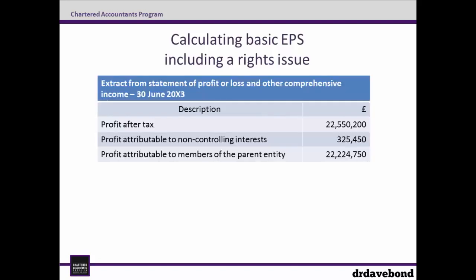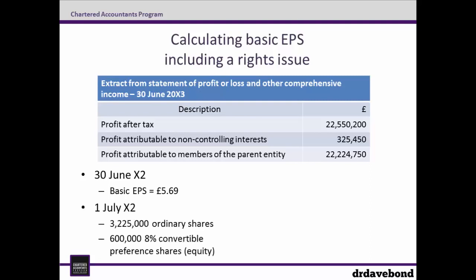In this case, we have an after-tax profit for the year ended 30 June 2000X3 of £22,550,200, profit attributable to non-controlling interest of £325,450, and a profit attributable to members of the parent entity of £22,224,750. At the end of the previous year, the basic EPS was £5.69.